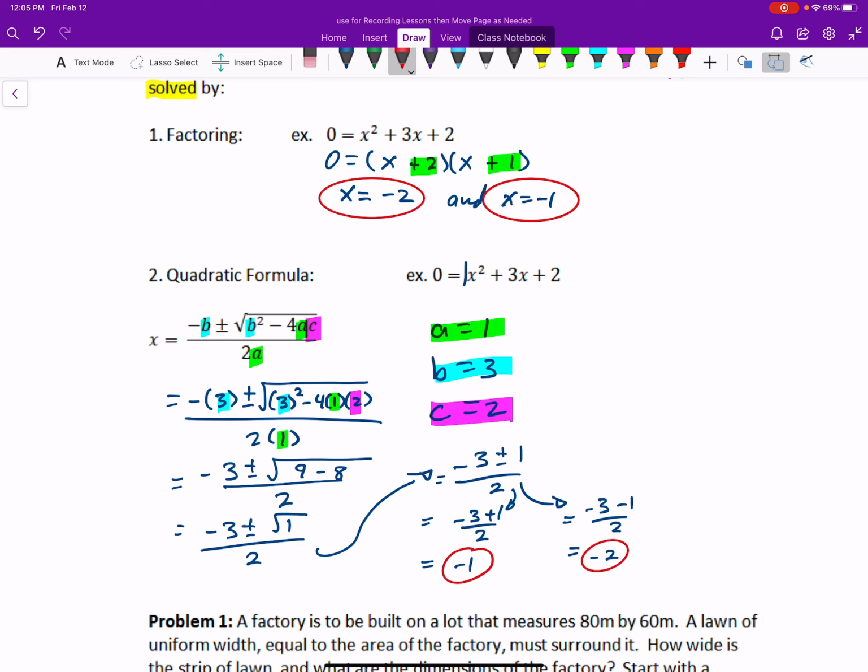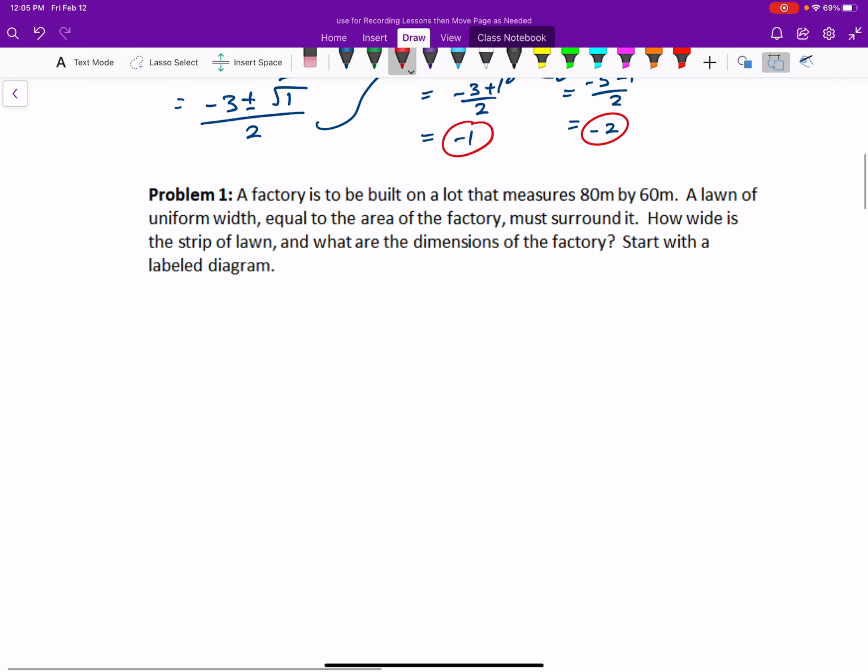I wouldn't use the quadratic formula unless I couldn't factor something. And obviously this is a fairly easy, I hope anyway, quadratic to factor because it's pretty easy to find two numbers that multiply to give 2 and add to give 3. But if you can't factor something, then you can go to the quadratic formula.